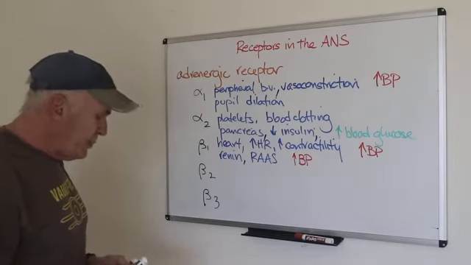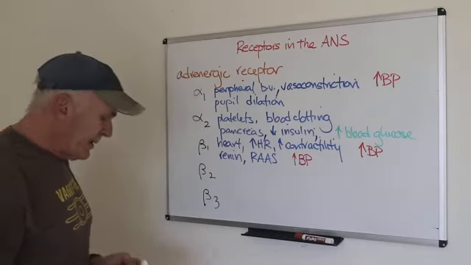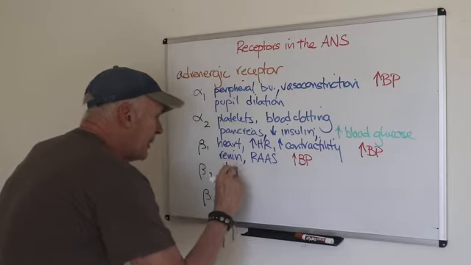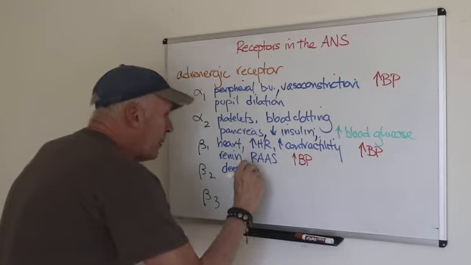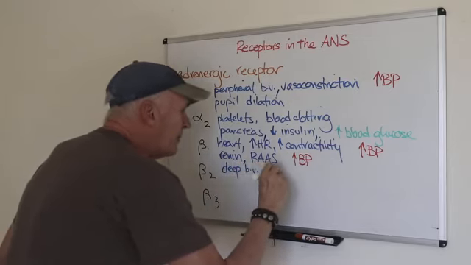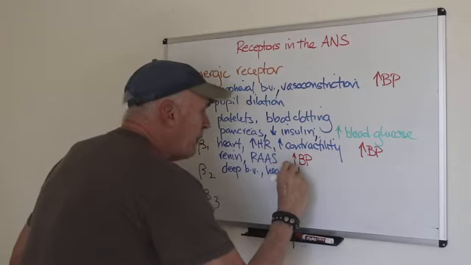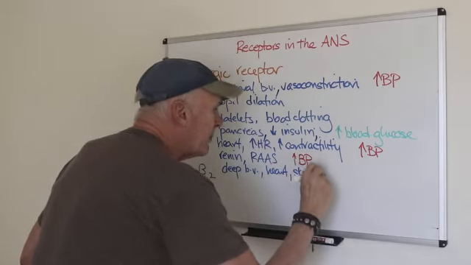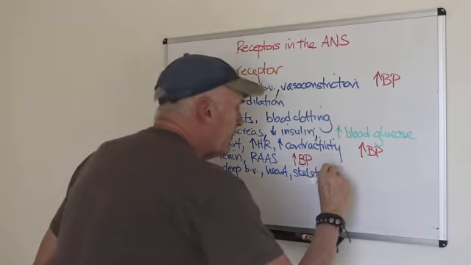Beta-2 are found in a few places. So they're found in the deep blood vessels, all right? The deep blood vessels, going to places like the heart and to the skeletal muscles. Right? And that makes sense when you think about it, because if we're running and fighting, our heart is going to be working harder and we need more muscle activity. So we're going to get more blood to those deep blood vessels, okay?